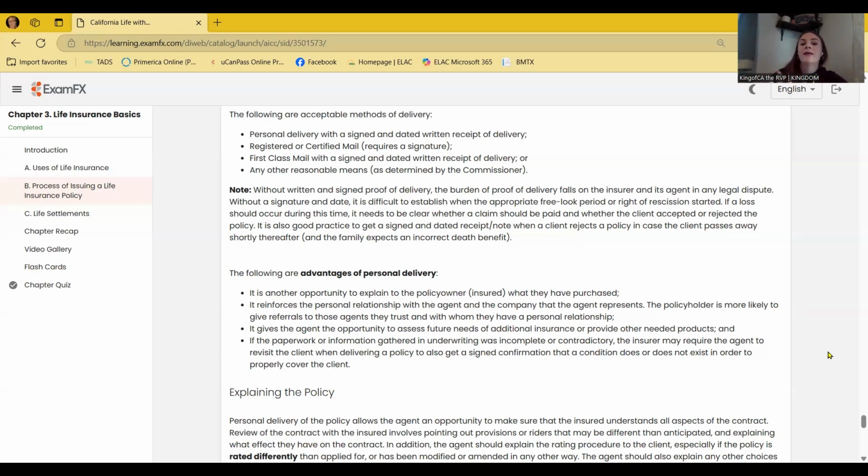Okay, we need to make sure that we get a signed delivery receipt, because without written and signed proof of delivery, the burden of proof of delivery falls on the insurer and its agent in any legal dispute. So let's just say something happens, someone passes away and they don't have their policy, like something happens, that's going to fall on us because we don't have proof that it was actually delivered. Okay.